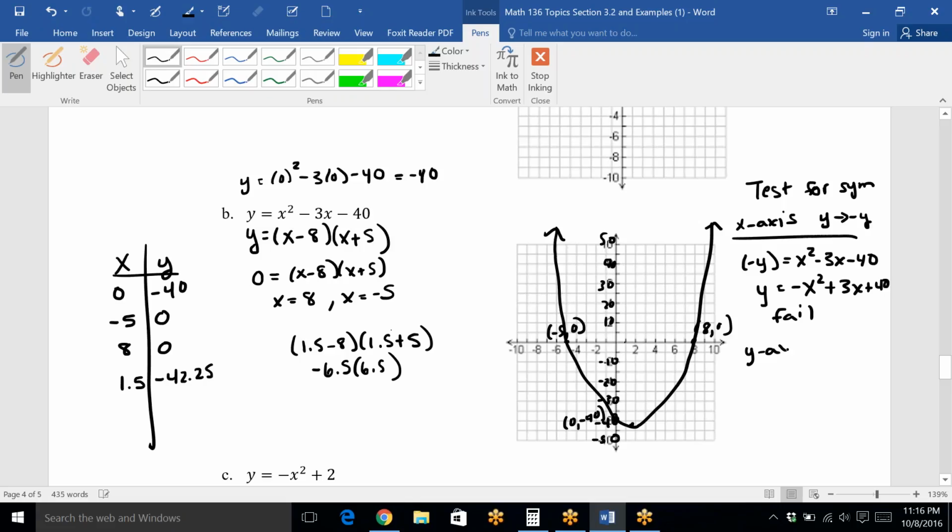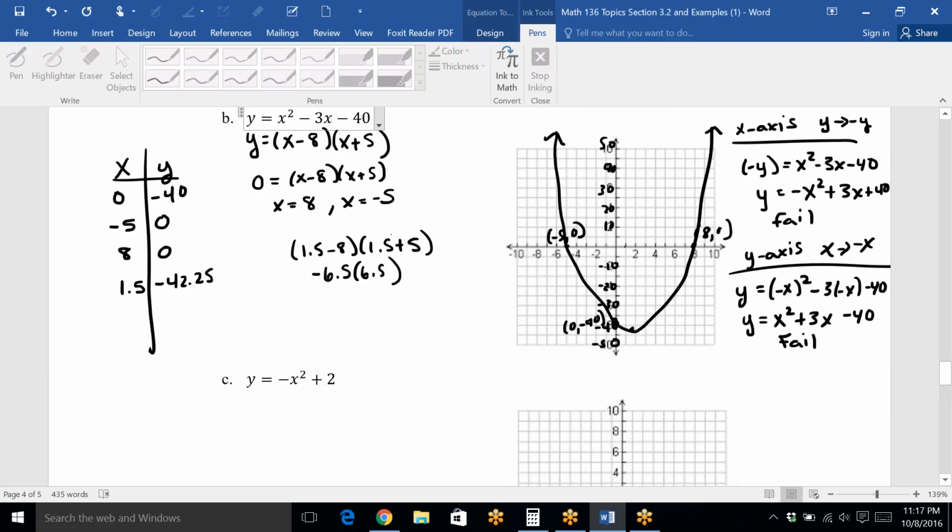And then the y-axis symmetry test, you change x to negative x. So this one will be a little bit more interesting. So we'd have negative x squared minus 3 times negative x minus 40. We work out the signs. Negative times negative would actually be positive x squared, but this is also negative times negative, so that's plus 3x and then minus 40. It looks closer to the original, but you're still messing up that sign in the middle, so this is also a fail.